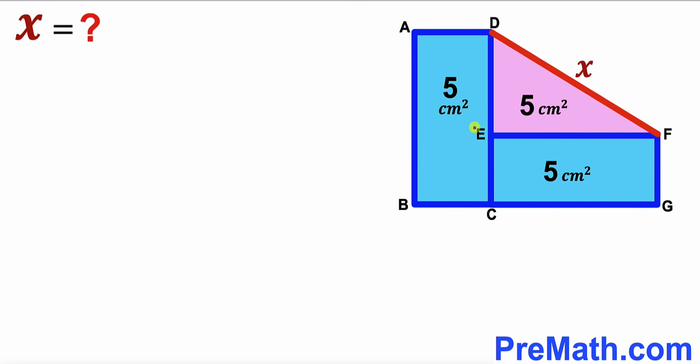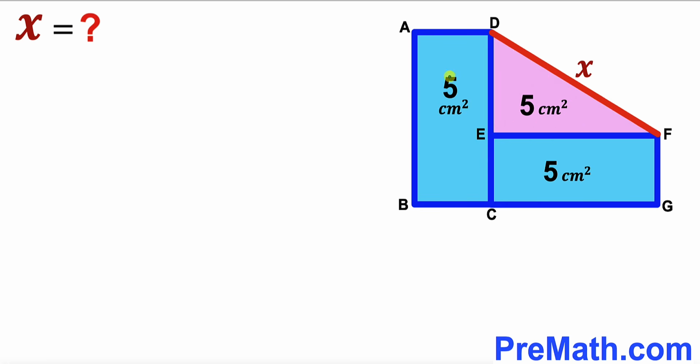Welcome to PreMath. In this video, we have these two identical blue rectangles. The blue rectangle ABCD and this other blue rectangle CEFG are put together as you can see in this given diagram, along with this segment DF, and as a result we end up with this purple shaded right triangle DEF.